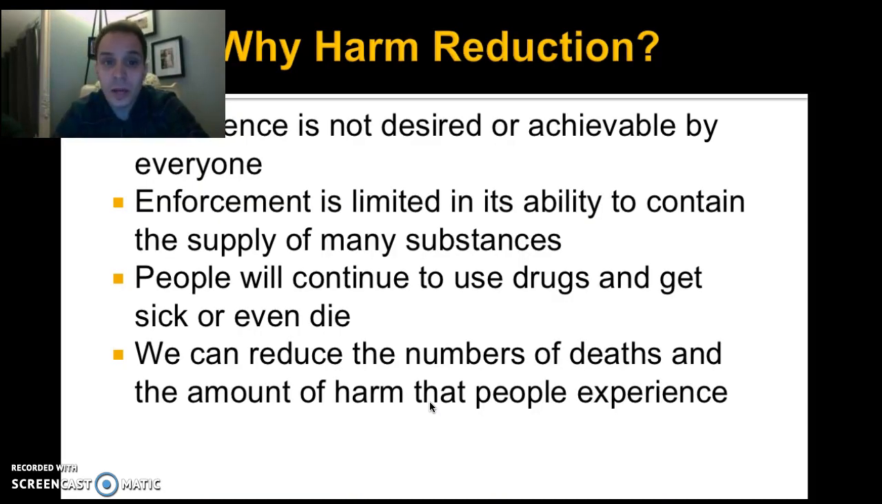Why harm reduction? Well, abstinence is actually not desired or achievable by everyone. Not everybody chooses abstinence, and it's not desired by everybody. And for some people, it's easy. I have a lot of people in my office who have quit and would say it's easy for somebody else to quit. That's not necessarily the case. It isn't always easy for somebody to quit. And for some people, maybe it's not achievable. It's not really for us to say, and it definitely isn't desirable by everybody.